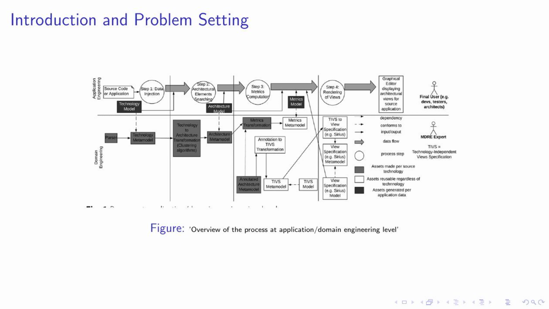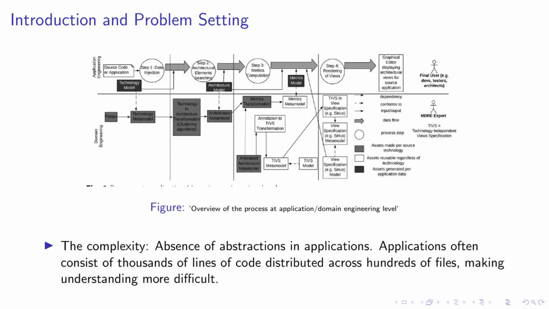In the next section, we will delve into related work that shares similar requirements to our approach. This will help us understand the context in which our work is situated and how it contributes to the broader field. Let's delve into the heart of the problem we're addressing. Picture an application, a vast landscape of code, thousands of lines, scattered across hundreds of files. It's like trying to navigate a city without a map. The absence of abstractions in these applications is the root of the complexity we face.